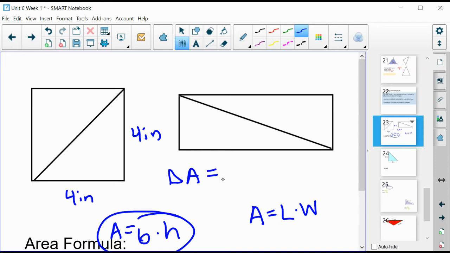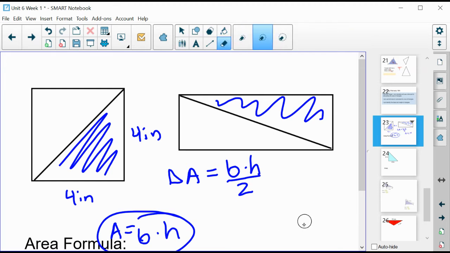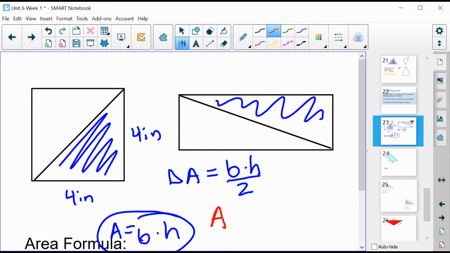So there's a couple ways you can write this, but what we are going to do is base times height, and then because we are only counting half of this or half of this, we are going to divide by 2. Okay, that's going to be our area formula. Area of triangles, base times height divided by 2. Or you might even see it like this. You might see area is equal to 1/2 base times height. Okay, because half is the same thing as dividing by 2.